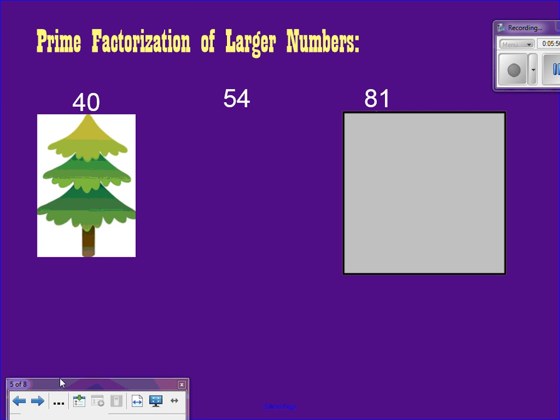Now let's look at the prime factorization of larger numbers. It's pretty easy with the smaller ones, but it can get pretty lengthy with our bigger numbers. Let's go for 40 right now. Starting with 2, our happy 2 prime number. 2 times 20 is 40. And then we have 2 times 10 equals 20.